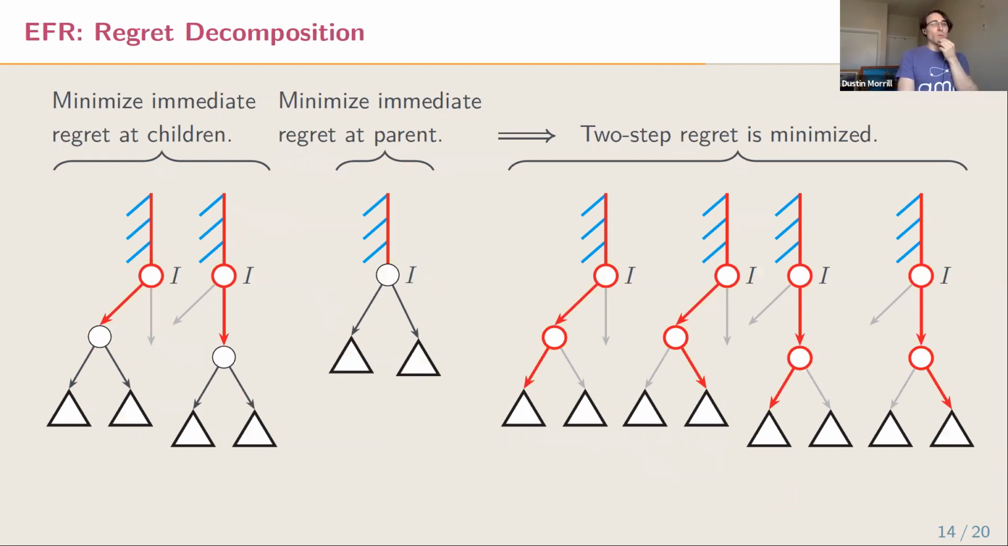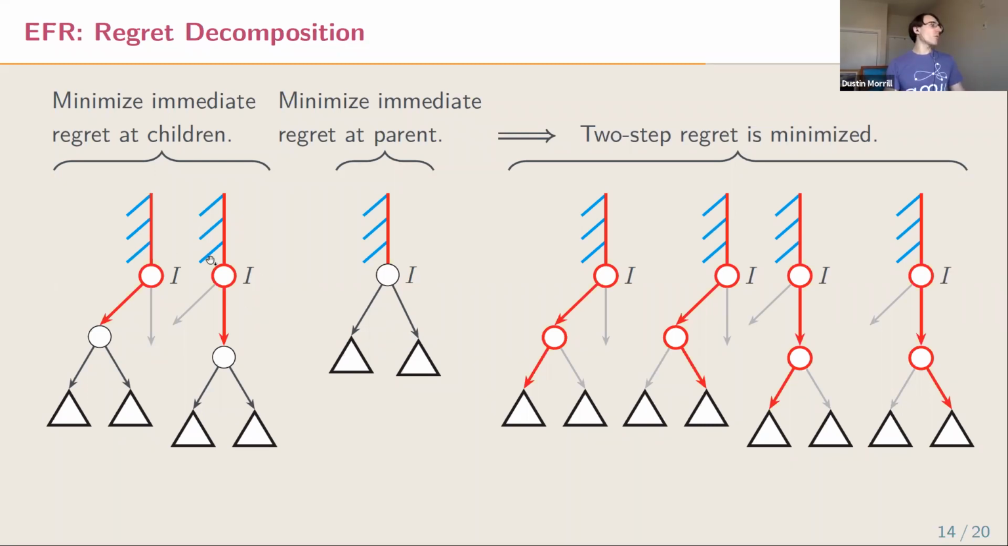Now I want to say one quick thing about the magic of this kind of algorithm. It turns out that even though EFR is only learning locally at every information set, because it's learning locally at every information set everywhere throughout the whole game, you can actually get a stronger result to say that regret over the entire strategy space is minimized.